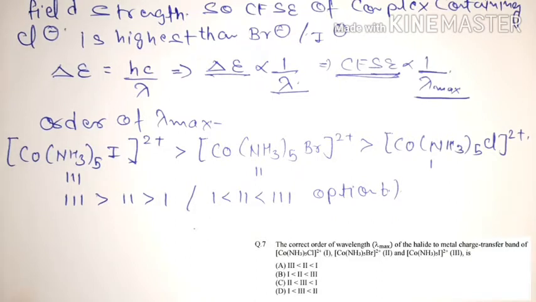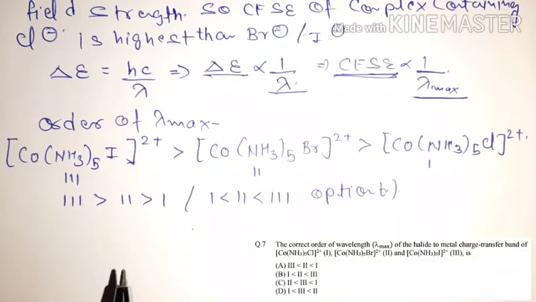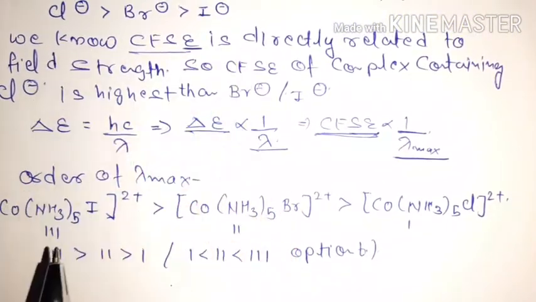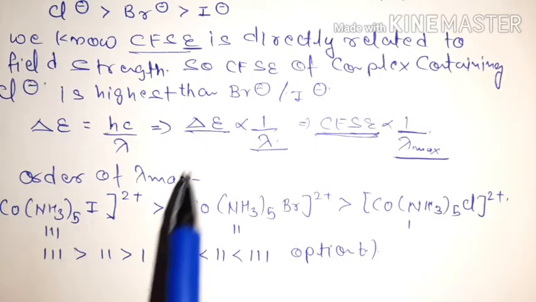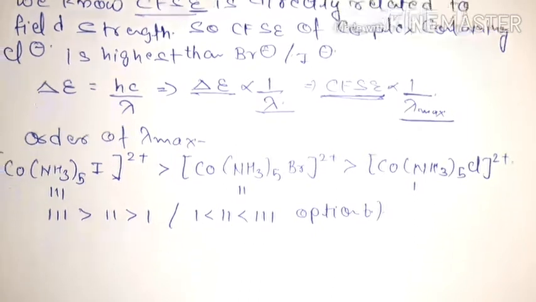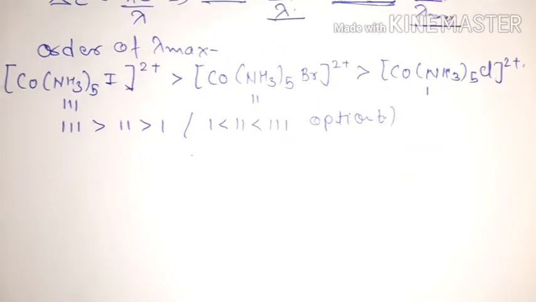Okay, so for finding lambda max you must know the value of CFSE, and for the value of CFSE you must know the order of the spectrochemical series or ligand field strength. They can be correlated to each other. Okay, so this is your question, this is the solution of this question.